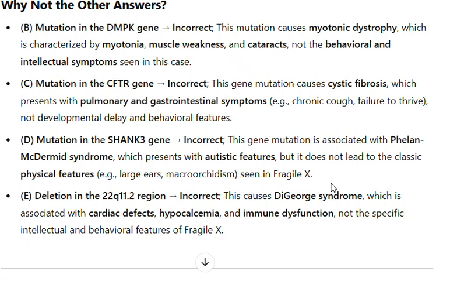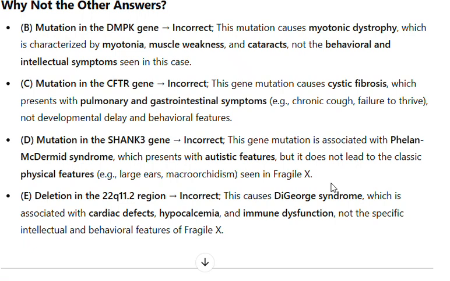C. Mutation in the CFTR gene. Incorrect. This gene mutation causes cystic fibrosis, which presents with pulmonary and gastrointestinal symptoms, e.g., chronic cough, failure to thrive, not developmental delay and behavioral features.